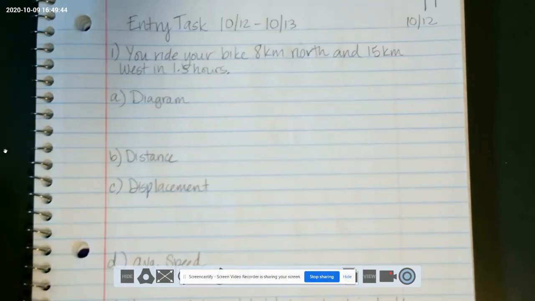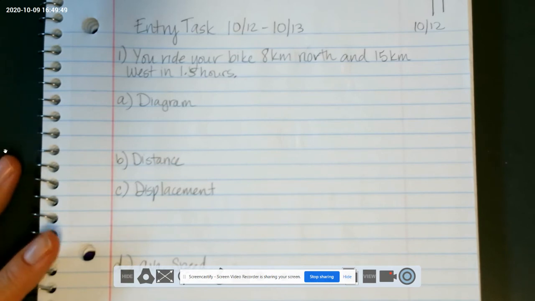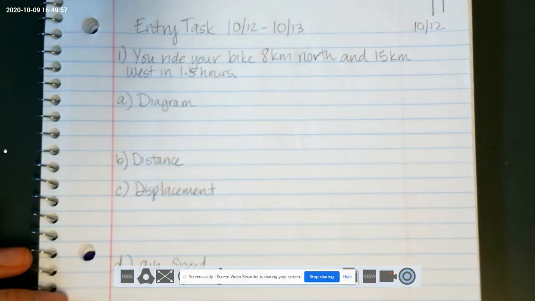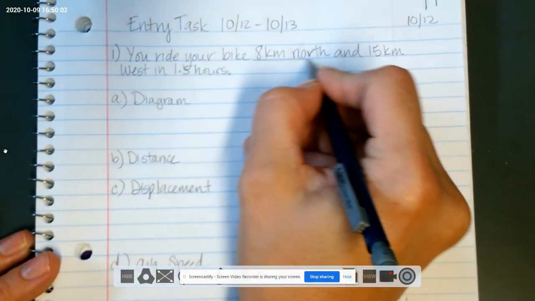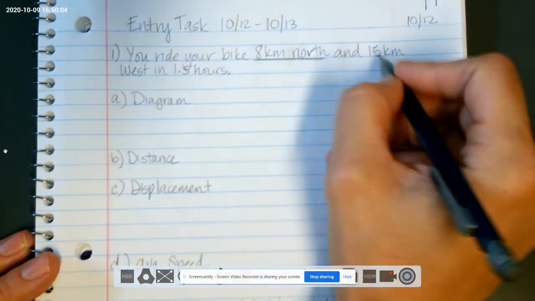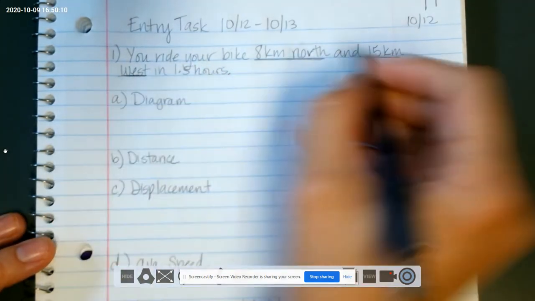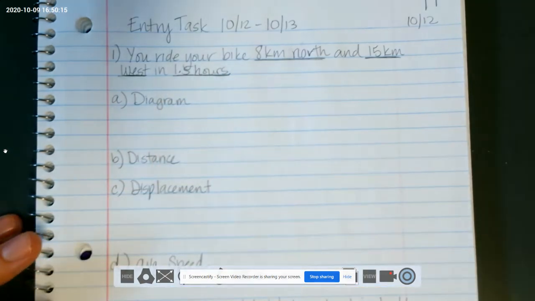Okay, so we are going to do the entry task for Monday and Tuesdays 10/12 and 10/13, depending on which class you have. The first one says you ride your bike 8 kilometers north and 15 kilometers west in 1.5 hours. So remember, underline what you're given and circle what you need. We're given 8 kilometers north and 15 kilometers west, and the time is 1.5 hours that it takes them to do that.